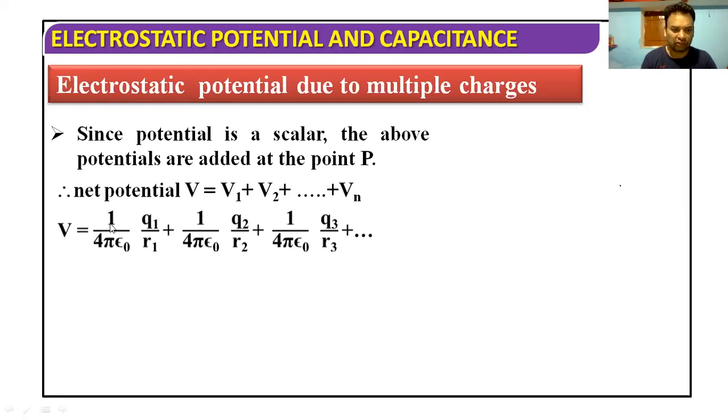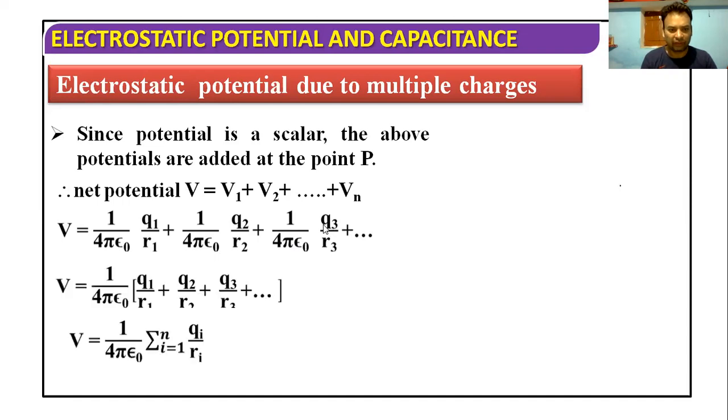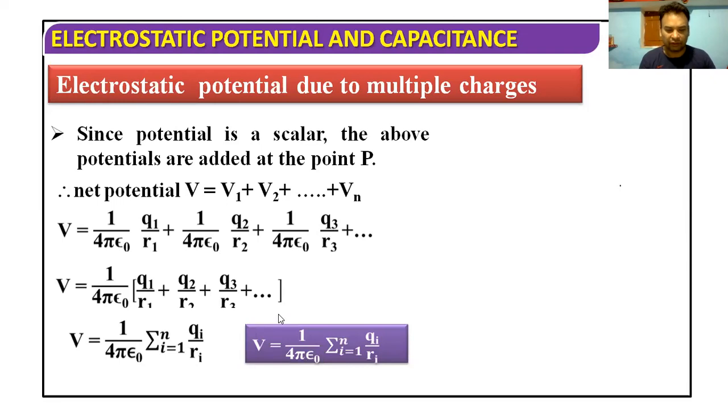So the overall potential is equal to 1 upon 4 pi epsilon naught Q1 upon R1 for V1, 1 upon 4 pi epsilon naught Q2 upon R2 for V2, 1 upon 4 pi epsilon naught Q3 upon R3. Like this we can find it. So this is the potential due to a discrete distribution of charges.